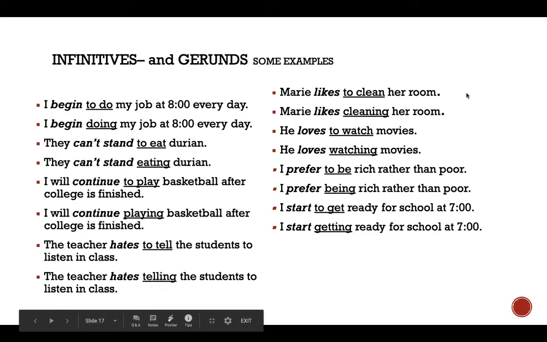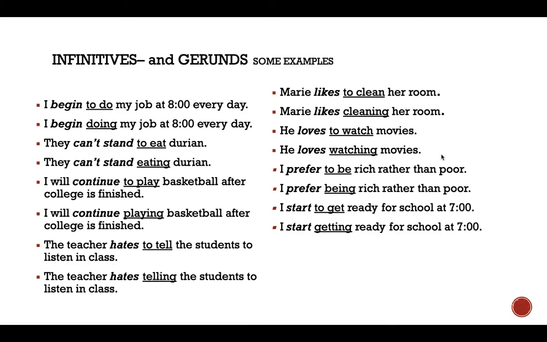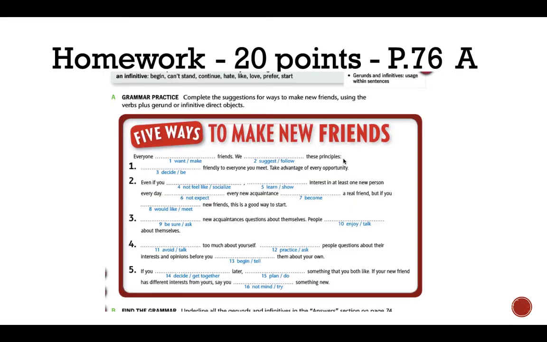Marie likes to clean her room. Marie likes cleaning her room. He loves to watch movies. He loves watching movies. I prefer to be rich rather than poor. I prefer being rich rather than poor. I start to get ready for school at 7 o'clock. I start getting ready for school at 7 o'clock. With these verbs, you can use either a gerund or an infinitive.